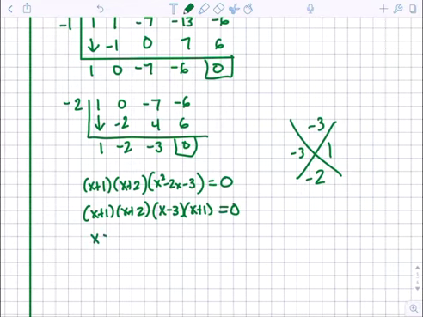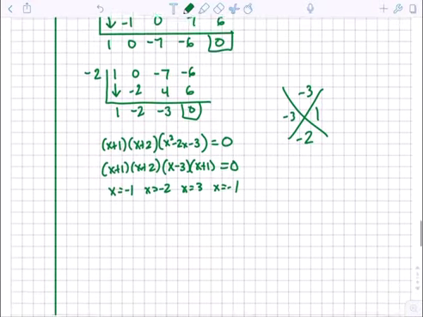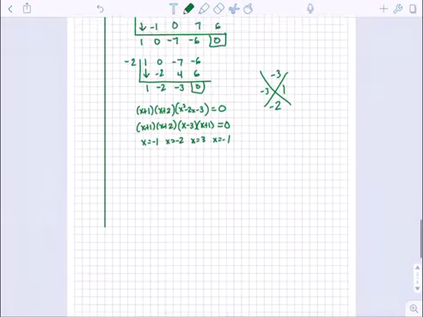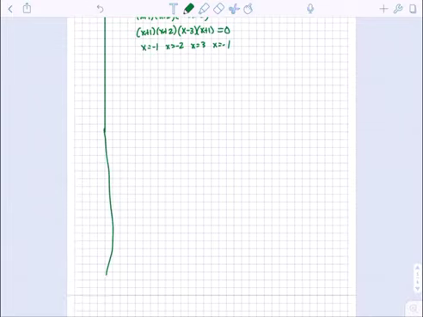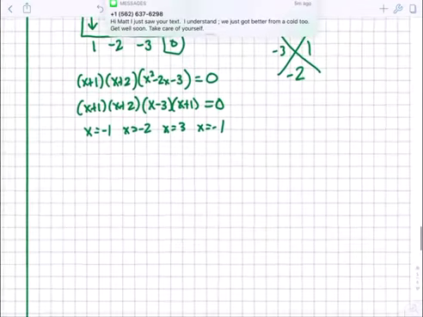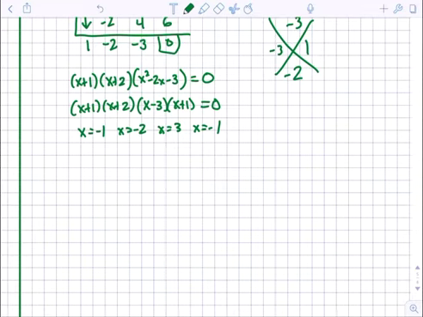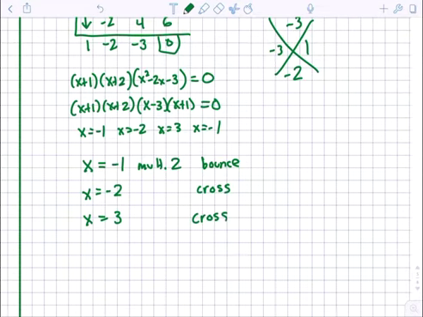So my zeros are x equals negative 1, x equals negative 2, x is equal to 3, and x is equal to negative 1. Now once we have our zeros, this is where we write down our multiplicities of our zeros. So x is equal to negative 1, multiplicity of 2. There's 2 of them. X equals negative 2. And x is equal to 3. Multiplicity of 2, right? That means it will bounce. And these will just cross because they're both multiplicity of 1.